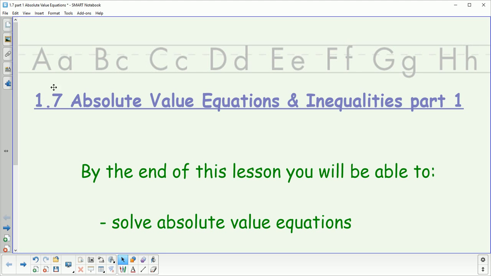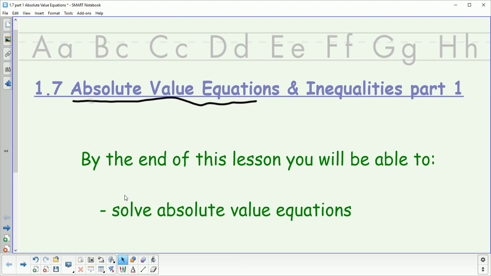Today we are going to look at 1.7, Chapter 1, Section 7, Part 1. And Part 1 is going to be all about absolute value equations. So in Part 2 we'll look at inequalities. But back to Part 1, we're going to solve our absolute value equations today.